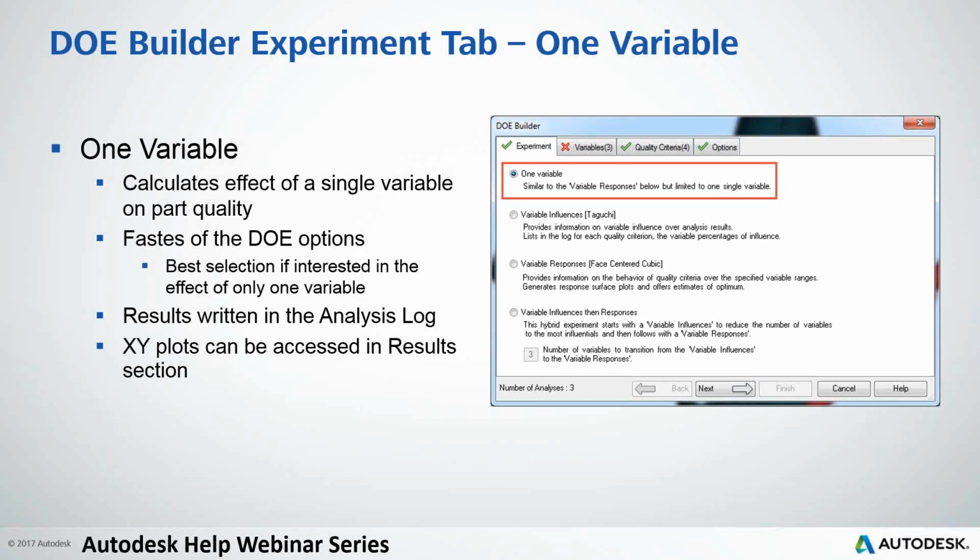One variable calculates the effect of a single variable of your choosing on part quality criteria that you select. This is the fastest of the DOE experiments and is a good option if you're interested in the effect of only one variable. The results of this experiment are written in the analysis log. XY plots of the data can be accessed in the results section of the study task pane also.